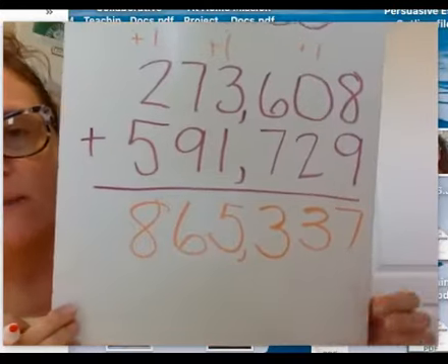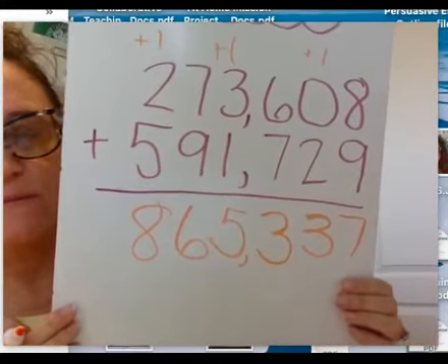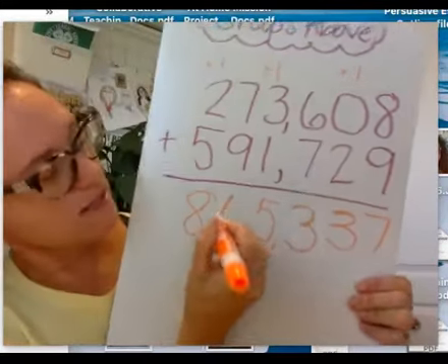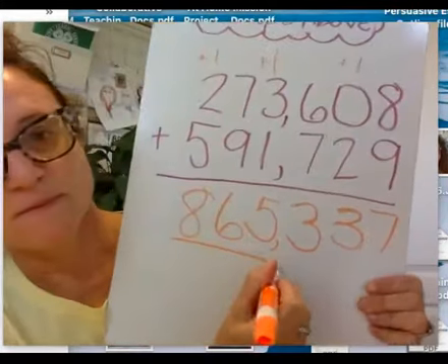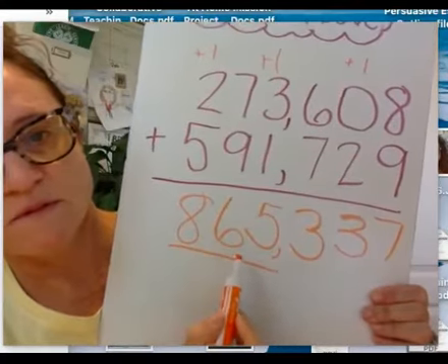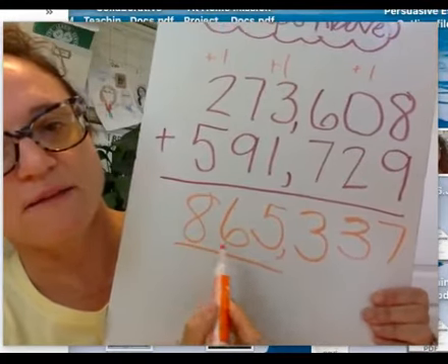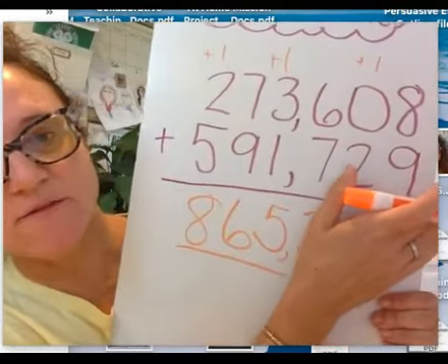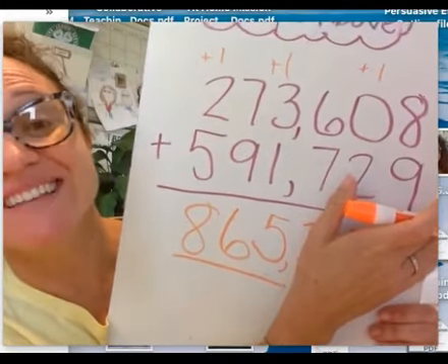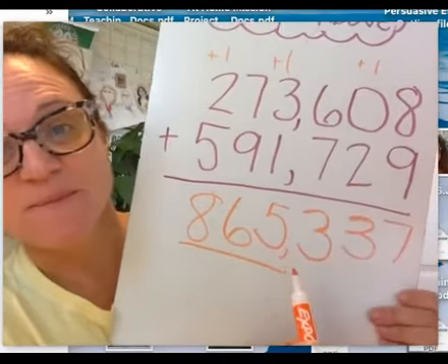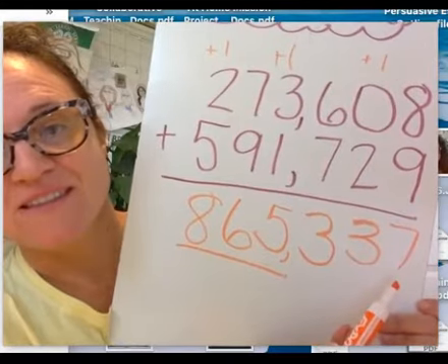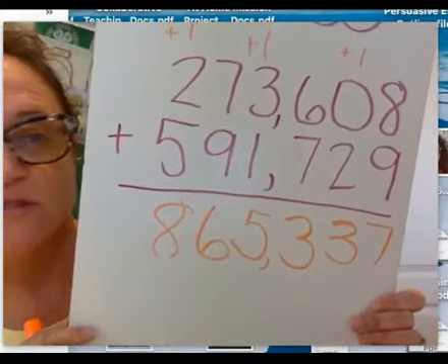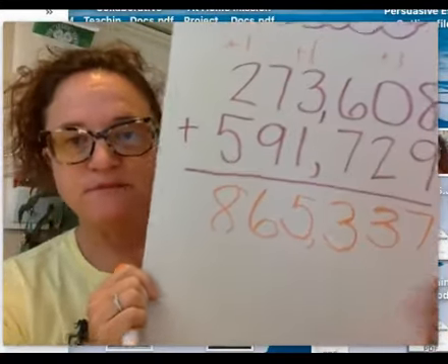How would we say this number? Jason. 8,600. Hold on, wait. We're going to read this whole part first. 800,000. Nope, the whole number, just this part. How would you say that if it was all by itself? 865,000. 337. Beautiful. 865,337. All right, let's try another one.